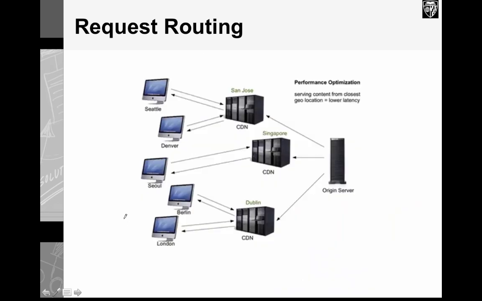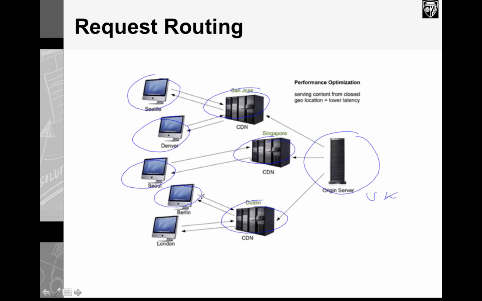Here's another view. You have San Jose, Singapore, and Dublin as 3 edge servers. The origin server could be, let's say, in the UK. If a user is coming from Seattle, they may end up going to San Jose. If a user is coming from Denver, they may end up going to San Jose. If a user is coming from Seoul, they may end up going to Singapore. If a user is coming from Berlin, they may end up going to Dublin. If a user is coming from London, they may end up going to Dublin.